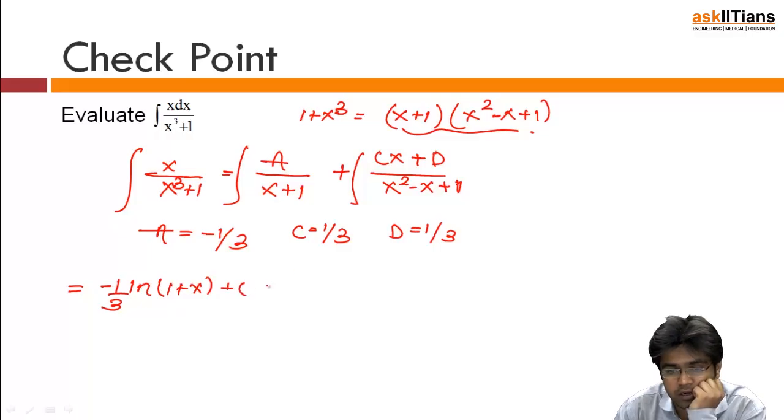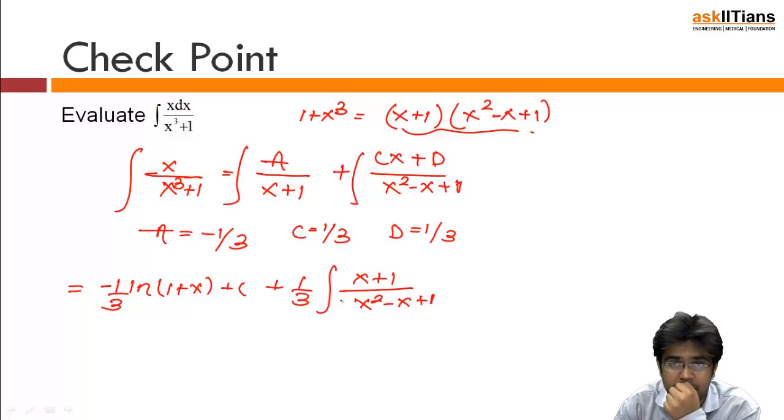Now for the second part, again I can take 1 upon 3 common. This will become the integral of x plus 1 divided by x square minus x plus 1. How can I solve this second part?